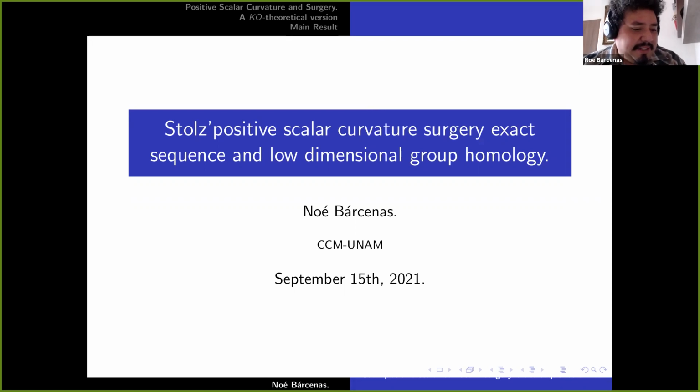And well, this is a work that has already been finished, done in collaboration with Rudolf Zeidler, currently at the University of Münster. So this is located in the area of the topology of scalar curvature, but it has some connections to finite groups. There are going to be some finite groups over there, and group homology. So that's the idea. And of course, bordism and surgery. This is very important in this work.